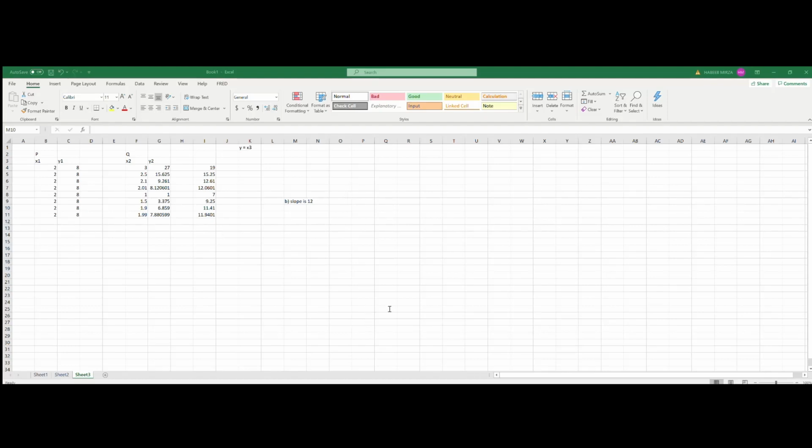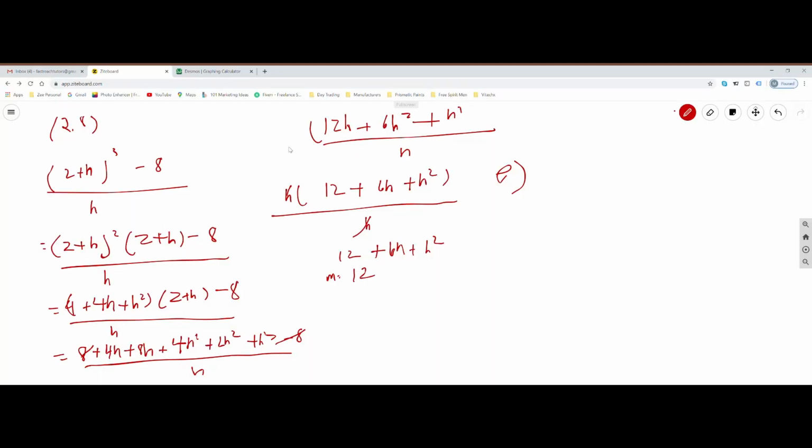B, use the slope to calculate the secant where the x-coordinate is 2 plus H. So here we have the points 2 and 8, and we're going to use Q as 2 plus H, and we're going to substitute it into the equation y equals x cubed. So 2 plus H cubed minus 8 over H. So you can separate this out as 2 plus H squared times 2 plus H minus 8 over H.